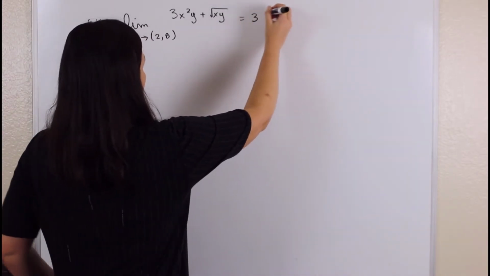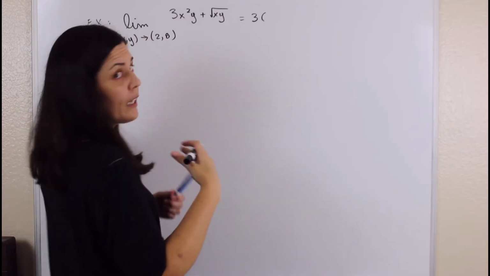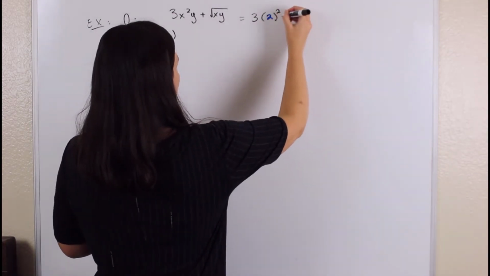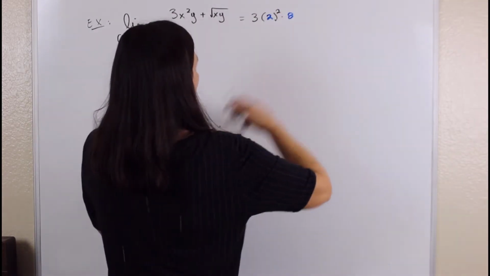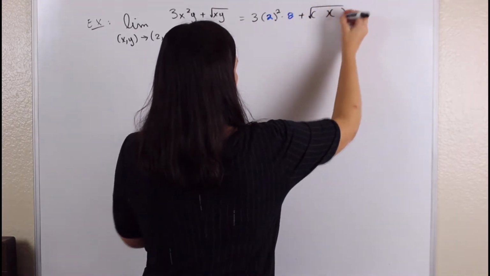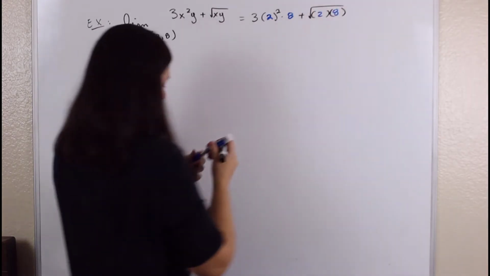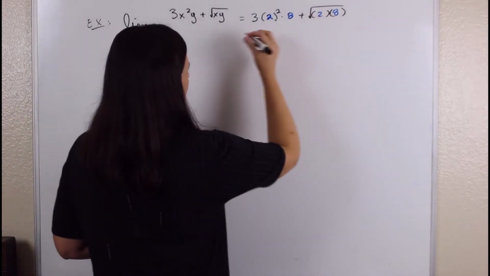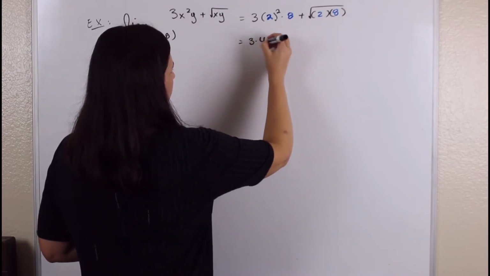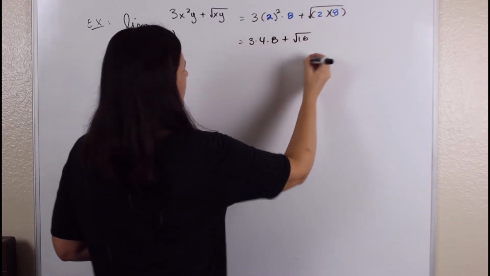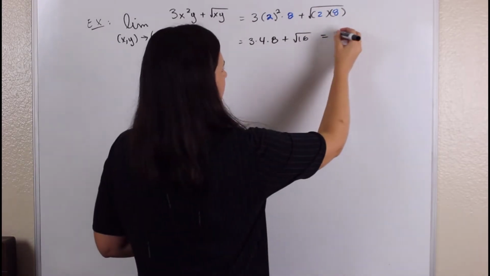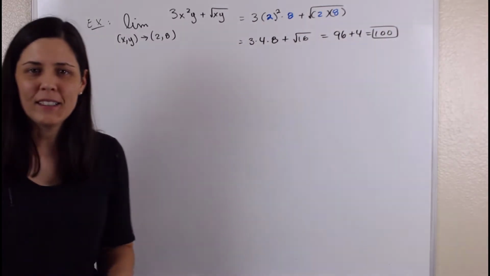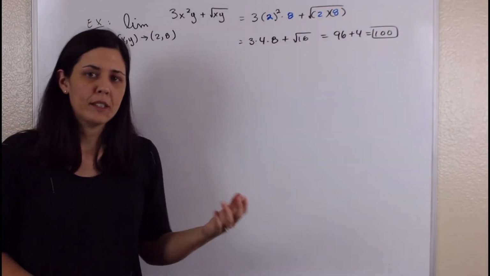So if I just plug in my values for x and y, let's see if we get a real number answer. So x is 2, so 3 times 2 squared, times y, which is 8, plus the square root of x times y, so that's 2 times 8. It's looking good. There's nothing that's going to make this undefined or not real. This is positive inside the square root. So this is just 3 times 4 times 8 plus the square root of 16. So this is just going to be 96 plus 4, final answer 100. So that's it. Really straightforward computation because direct substitution worked.